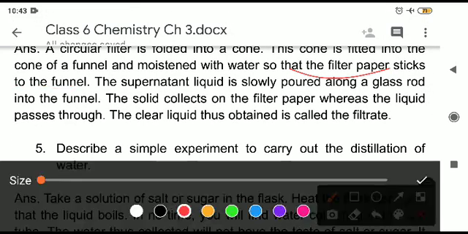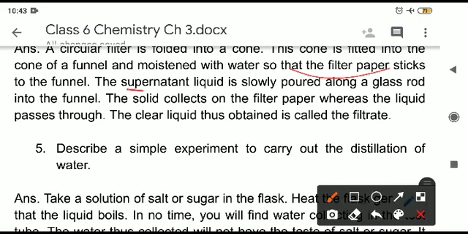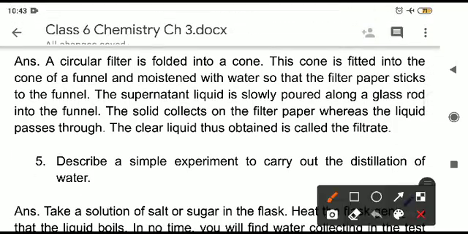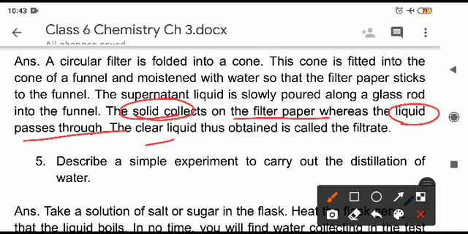Then what are we doing? Then we take the supernatant liquid and we will slowly pour it along the glass rod into the funnel. You can see a photograph of this filtration method in the book. By that you will understand properly. Then solid will collect upward on the filter paper and the liquid will fall down and pass through downwards. It can be collected in a container. So in this method we can obtain a clear liquid which is called the filtrate.